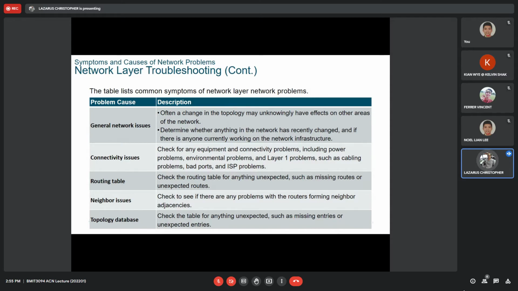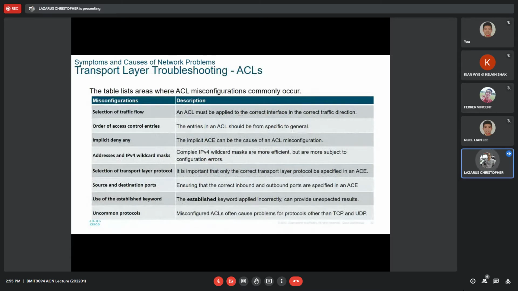Right? Then the transport layer, because ACLs can be used to block ports. You can block HTTP, for example. All these ports are at the transport layer, so you have to check your ACL, if you configured one, or maybe you have misconfigured it. You need to check whether a certain transport layer protocol cannot work. Then for the port, you check your ACL to see whether it has been blocked.